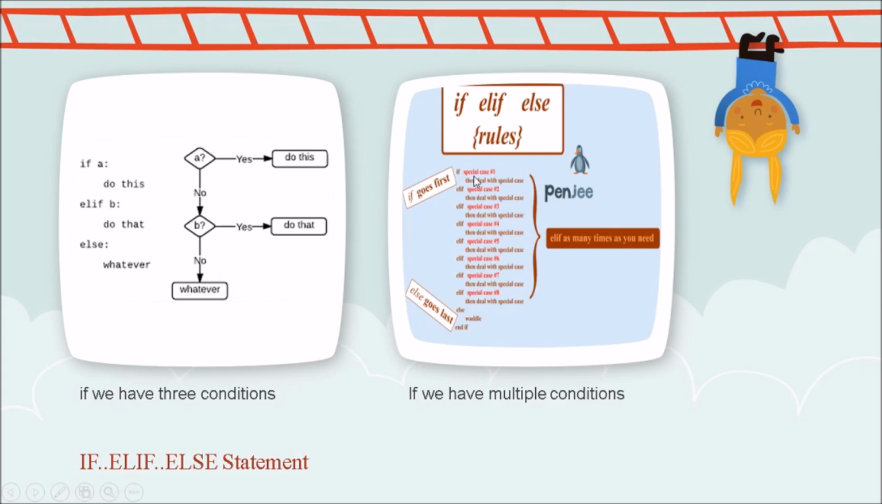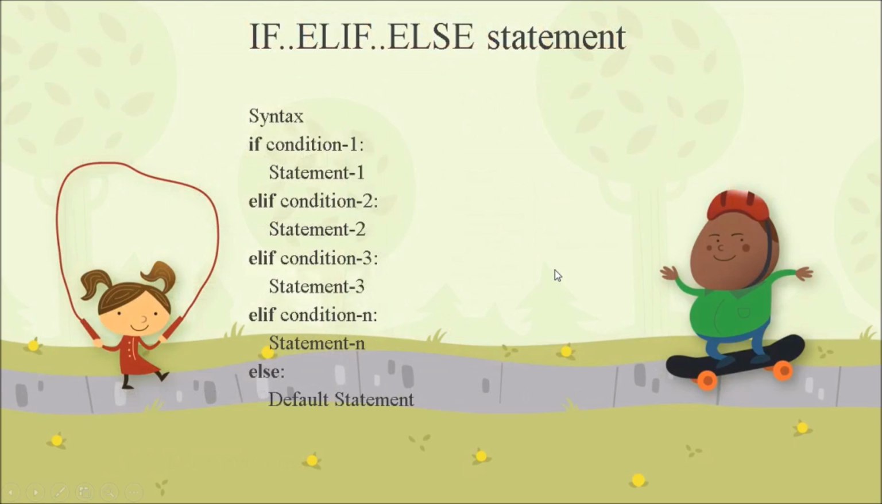But what happens when we have many conditions, many alternatives? Using this if-else ladder, if goes first, else goes at the last. In between you can have a series of elif statements. You can put elif as many times as you need to have multiple conditions to be executed in a Python program. Let's see the syntax.